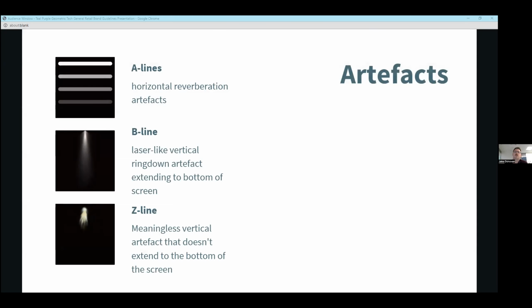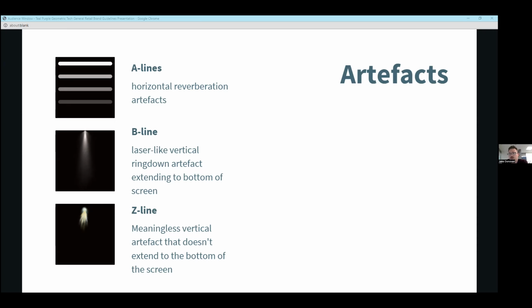All right. A quick overview of the artifacts. We've got our A lines, a horizontal reverberation artifact. You see your pleural line, and then you'll see reflections that slowly get fainter as they travel towards the bottom of the screen. You can use A lines as a bit of a guide as to whether your angle of insonation is ideal. If you've got that true perpendicular angle, you will see the A lines more clearly than if you're not on a clear angle.